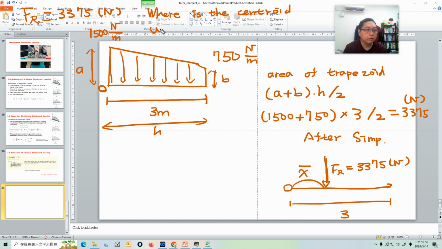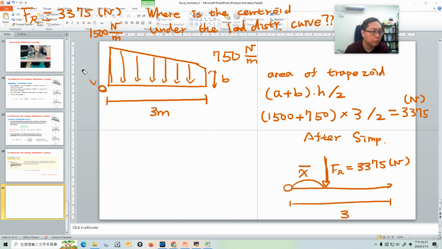Centroid under the load distribution curve. Where is the centroid of a load distribution curve? Or more specifically, where is the centroid of the trapezoid? This is a trapezoid. Where is the centroid of this trapezoid? This is not an easy question.